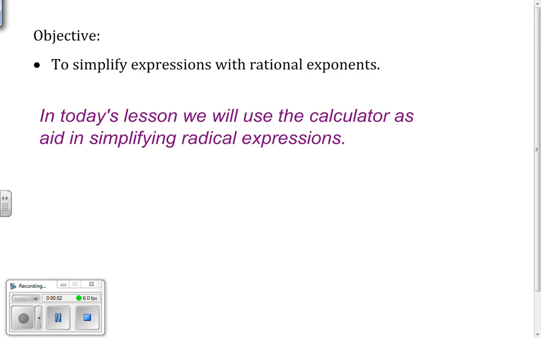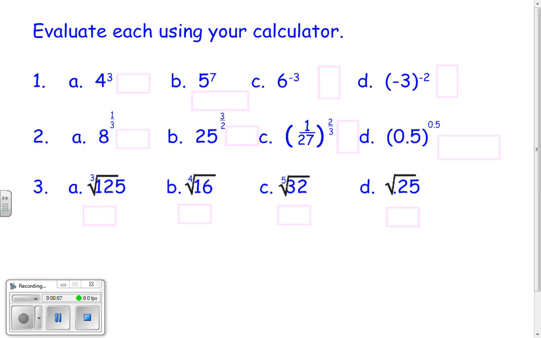642 is all about using the calculator to aid in simplifying radical expressions. So we'll use the calculator as much as we can. If you take a look at 1 through 3, all of these can be put into the calculator. So go ahead, pause this, and take a second to do so.